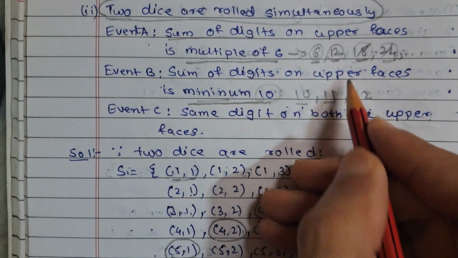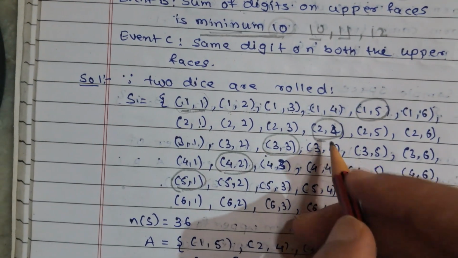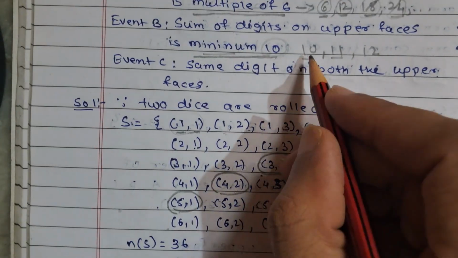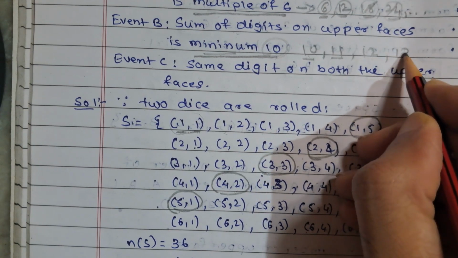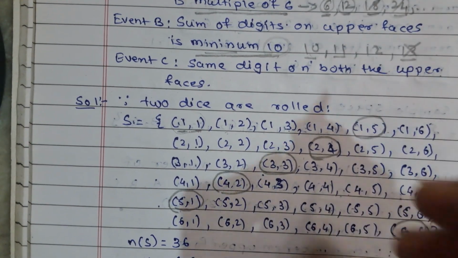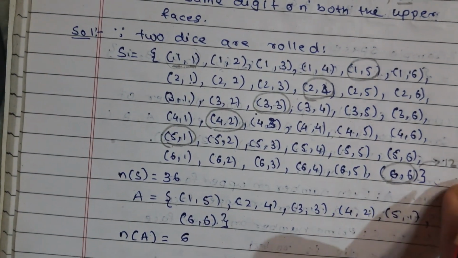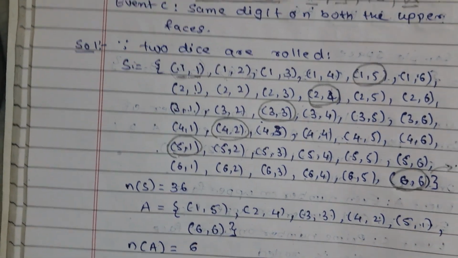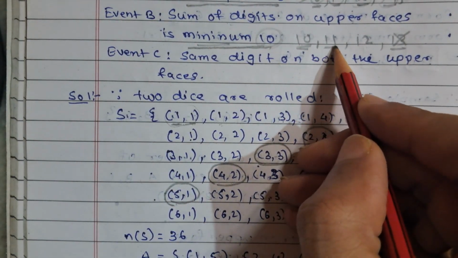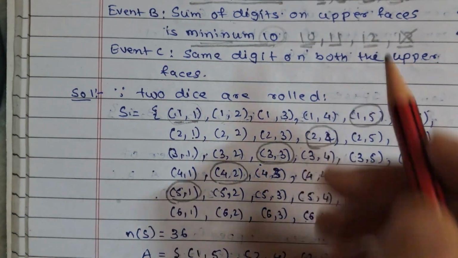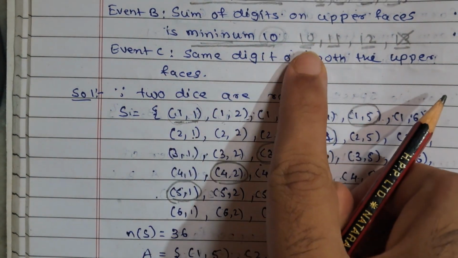Sum of the digits on the upper face. Okay, so the same way, if I add the two numbers, it should give me 10, or it should give me 11, or it should give me 12. And I think looking out for 13 will not make sense, isn't it? Because the maximum that we can get is 12, as we discussed earlier. So let me look for all the values which will give me 10, the values which will add and give me 11, then the values which will add and give me 12. First of all, I will look for 10.